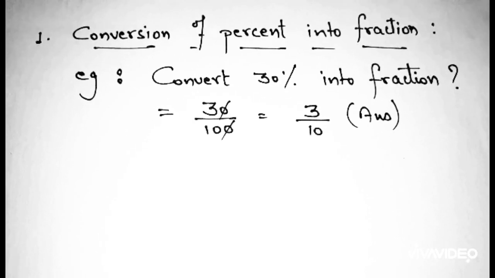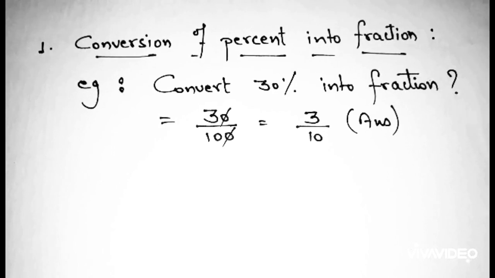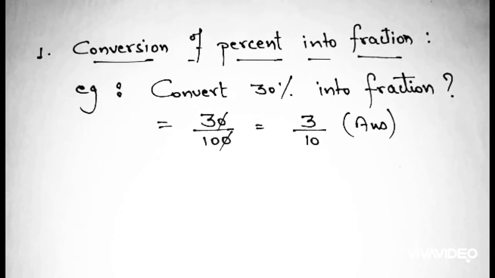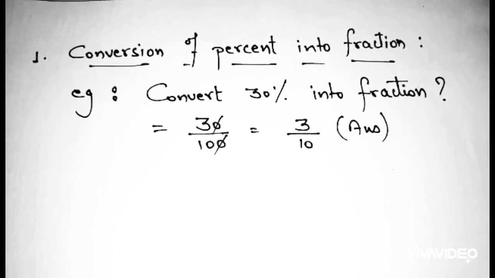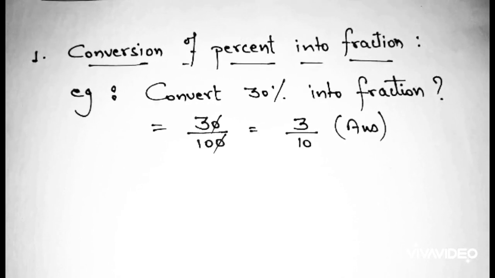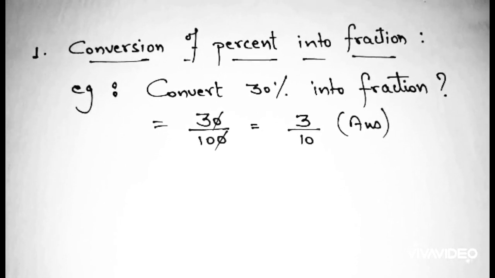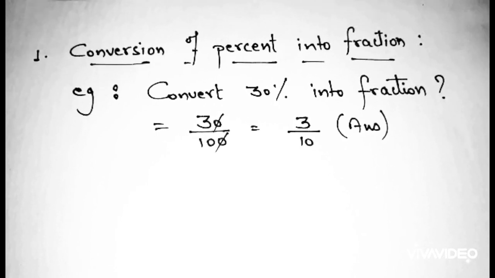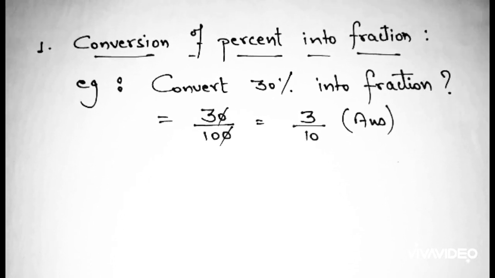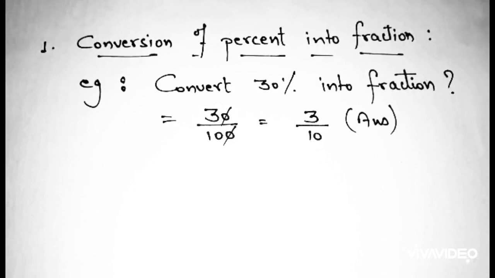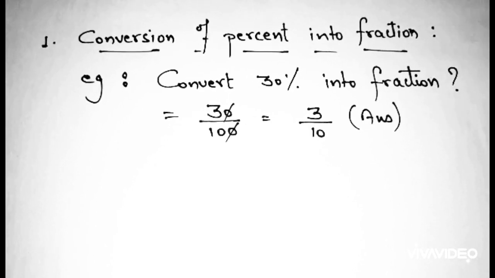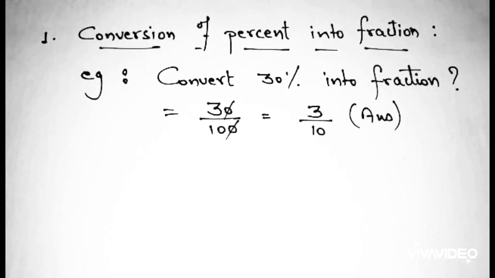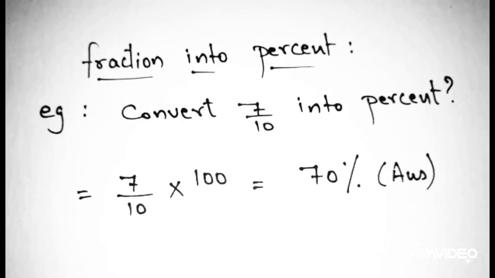Convert 30% into fraction. So here we are going to convert 30% into fraction. How are we going to do it? What I said, when we are converting percent into anything, we have to divide the given percent by 100. So 30 divided by 100 becomes 3 by 10. Let's see the vice versa of it.